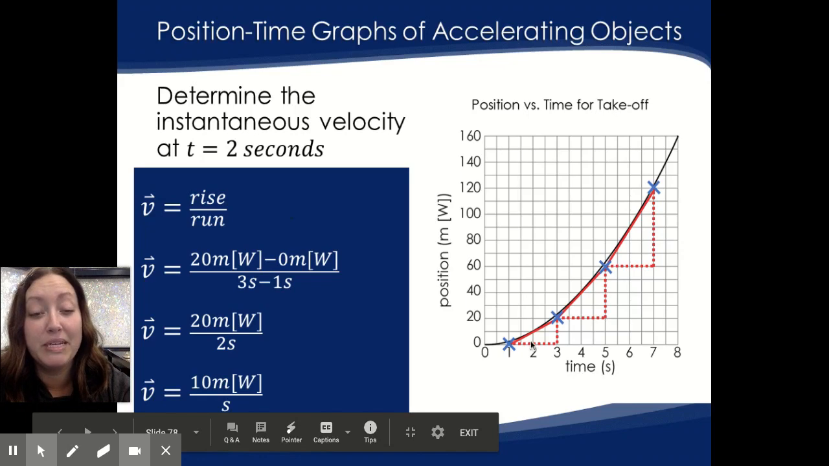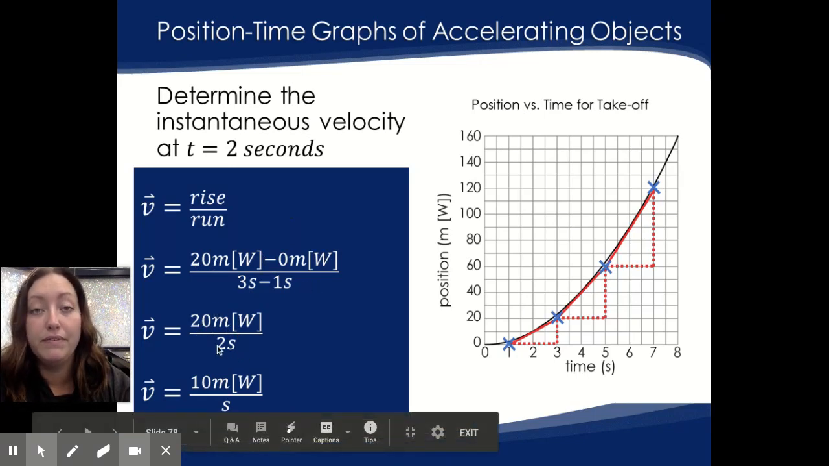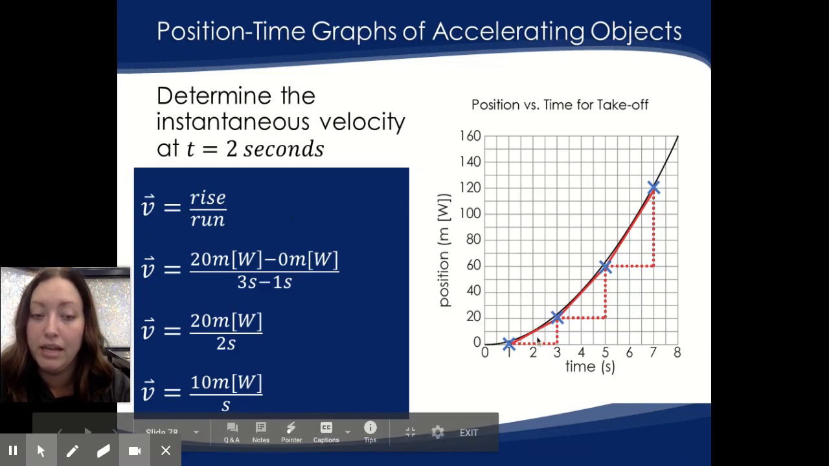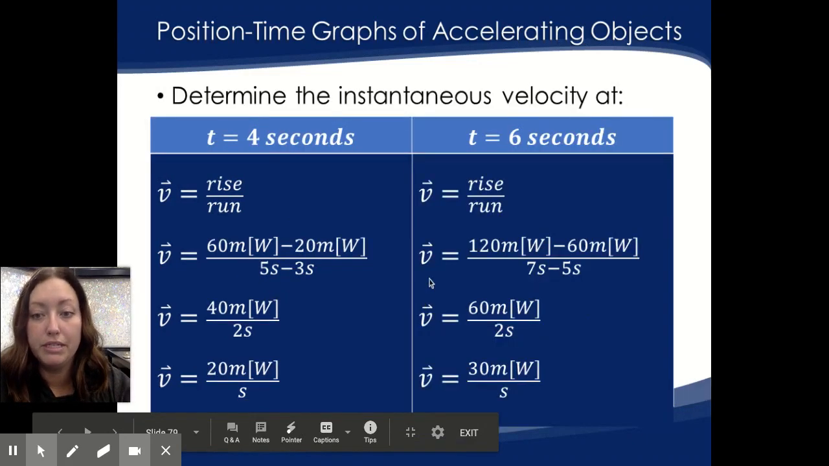So we'll do a couple more examples, but that's how we're getting this division. If you have 20 minus 0 is 20, and then 3 minus 1 is 2, you're going to have 20 divided by 2, which gives you 10 meters per second west. So the instantaneous velocity right here where it's touching the tangent line would be 10 meters per second west. So some more examples of that.